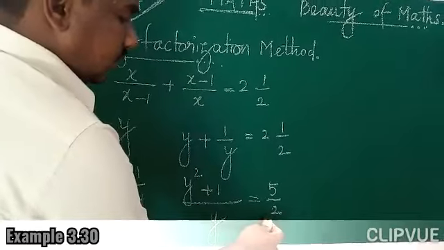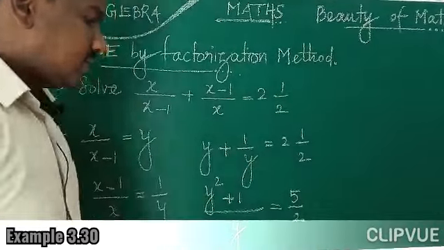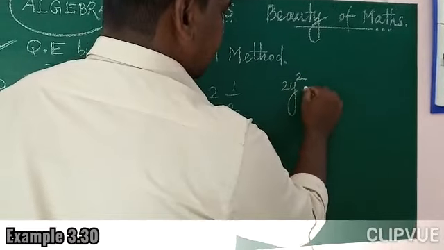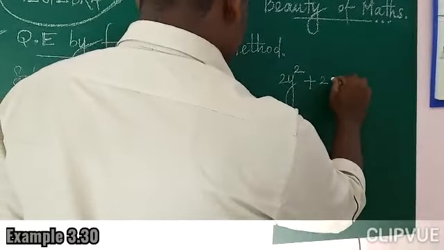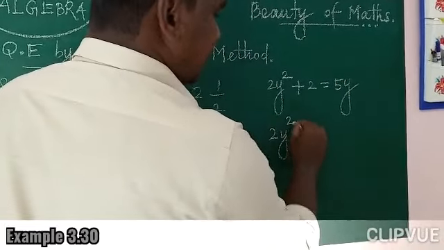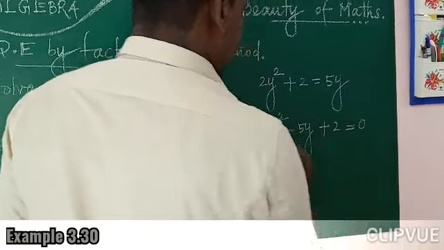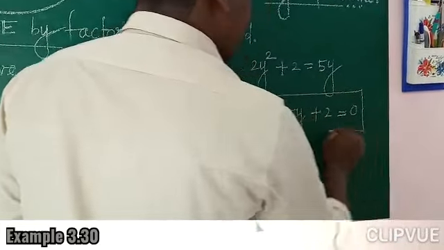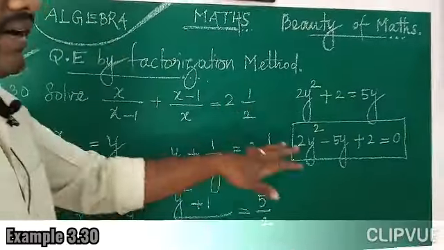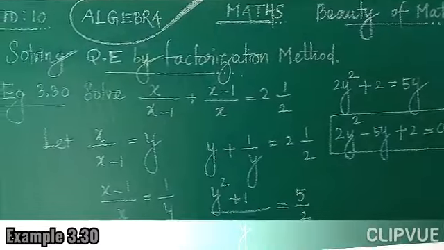Now we are going to do cross product. So 2 into this term and y into this term. So 2 into y square, 2y square plus 2, which is equal to 5y. It can be written as 2y square minus 5y plus 2, which is equal to 0. Now it is in the standard form of quadratic equation. Let us find the factors. After finding factors, we can find the roots of this quadratic equation.